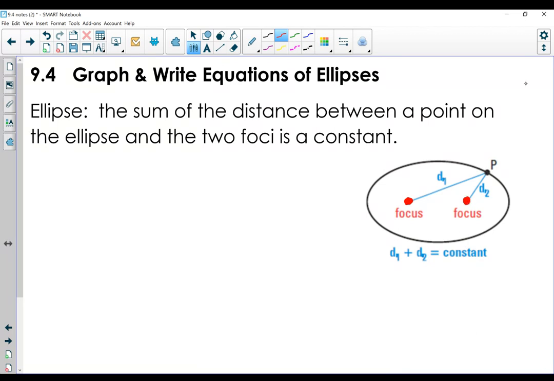In a circle, remember we just have a center. And we're looking at the distance from the center to a point on the circle is a constant. That's a radius. So now my center's right here, but I'm not using that in my definition. I'll use it for graphing, for creating a graph, but not in the actual definition. So our definition is that from this focus out to the ellipse and back to the other focus, when I take those and I add them together, I get a constant.